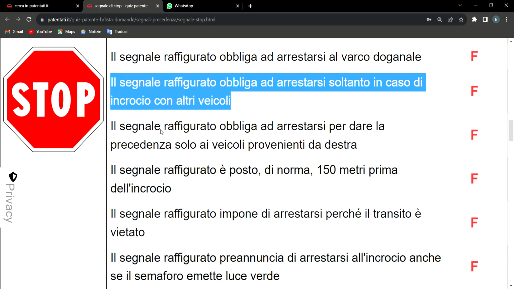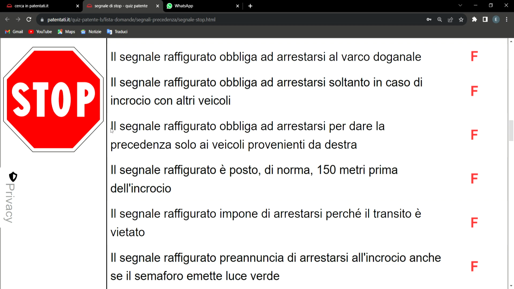is that the sign simply means it's compulsory for you to stop. You have to stop. Watch both your sides before you transit. Whether vehicles come here or not, you have to stop. So this is the reason why this one is false.